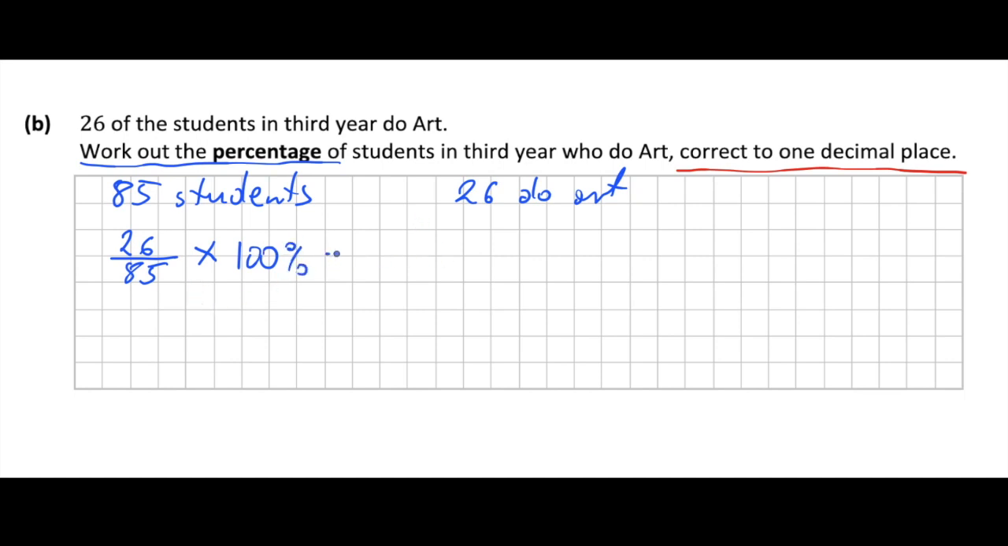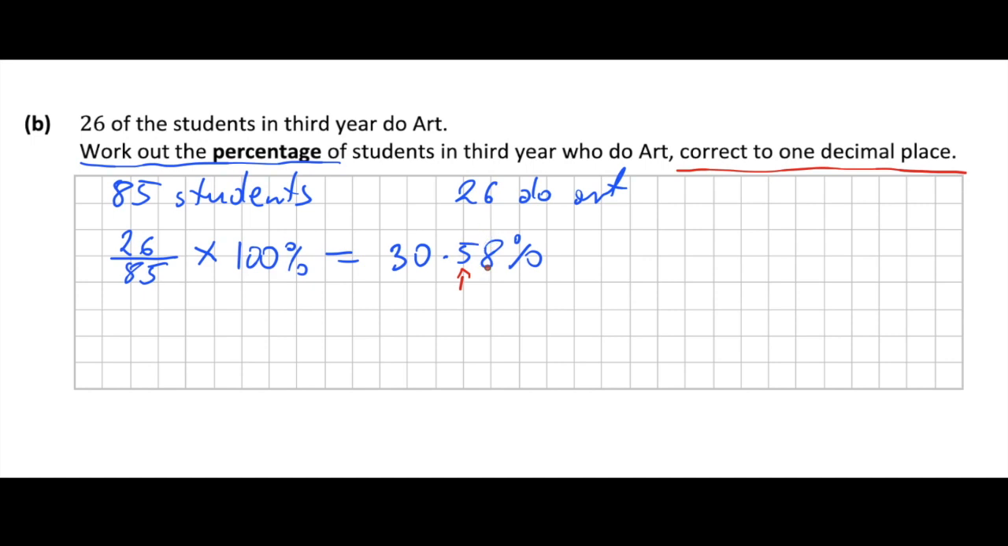Now, to get the result, we can put that into our calculator, and we would get 30.58%. Now, the second part of the question is we need to work out that percentage correct to 1 decimal place. So we need to round to 1 decimal place over here. Remember, whenever you're rounding to a specific decimal place, for instance, in this case, the first decimal place, you look at the second number right behind it.